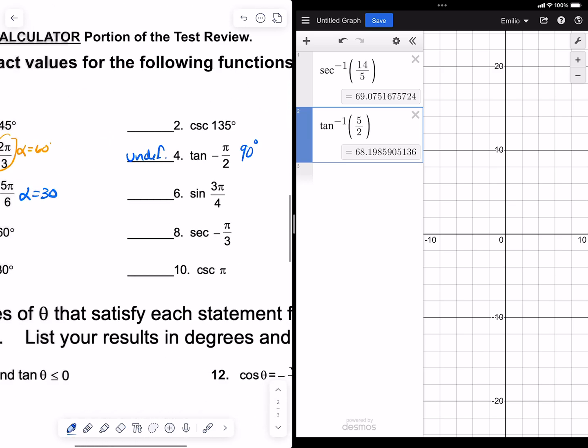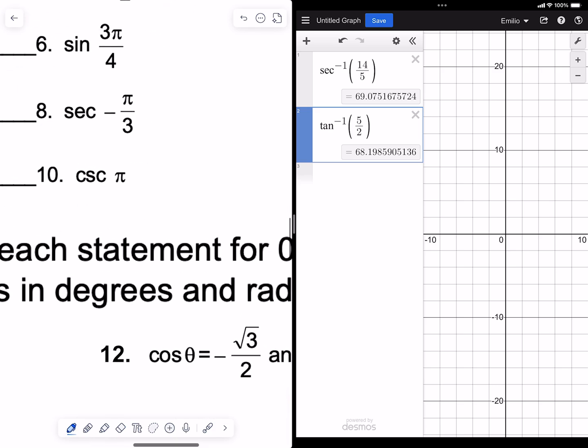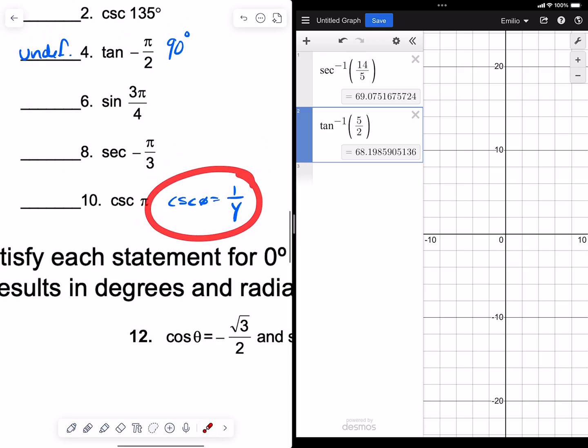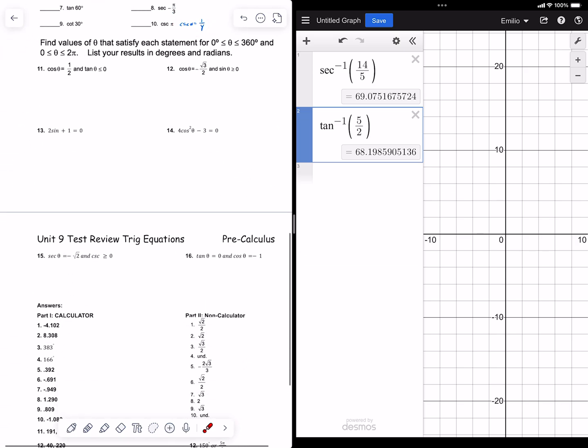Okay, so I'll leave the rest up to you so you can work those out. One thing you'll probably need to know is for cosecant on this one, cosecant is 1 over y. I can give you guys this for the test. Okay, so let's move on.